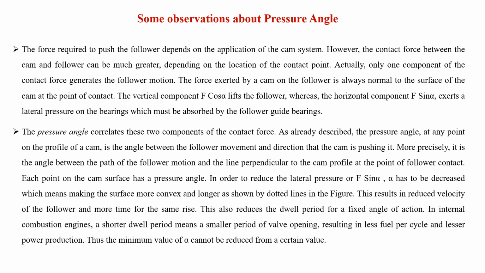In order to reduce the lateral pressure, F sin alpha, alpha has to be decreased, which means making the surface more convex and longer, as shown by the dotted line in the previous slide. This results in reduced velocity of the follower and more time for the same rise. This also reduces the dwell period for a fixed angle of action. In internal combustion engines, a shorter dwell period means a smaller period of valve opening, resulting in less fuel per cycle and lesser power production. Thus, the minimum value of alpha cannot be reduced beyond a certain value.